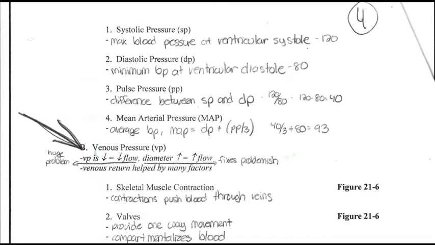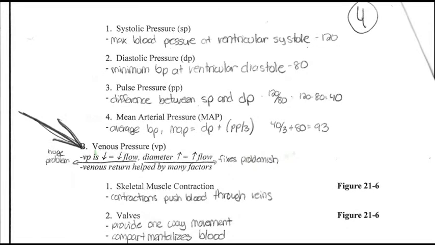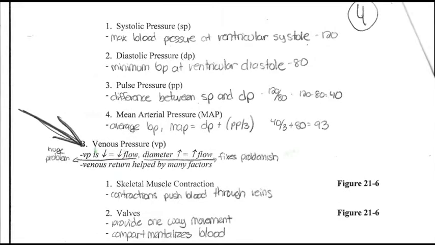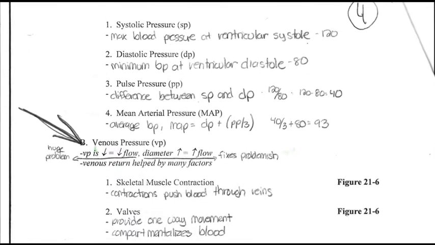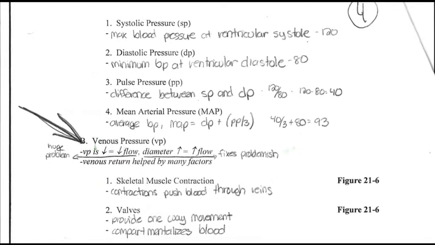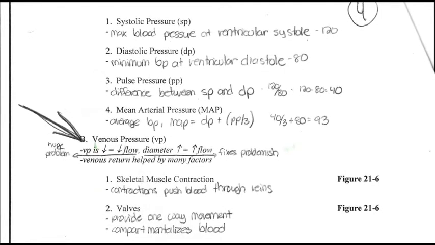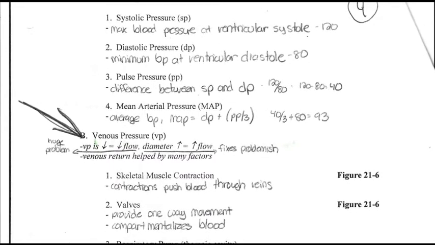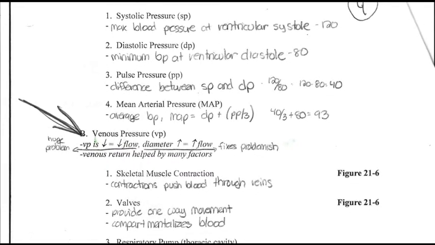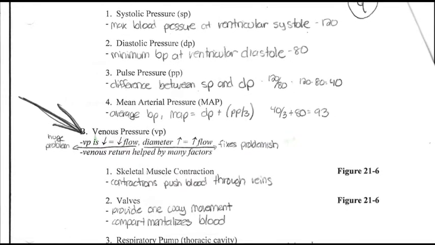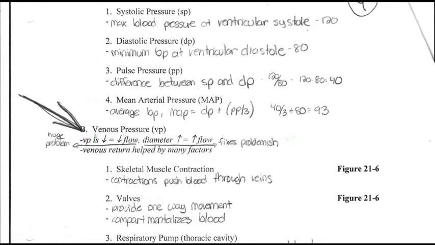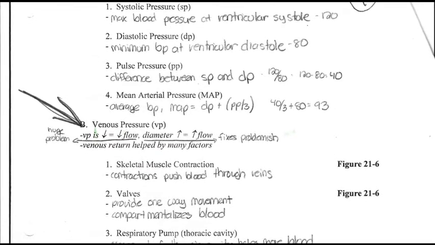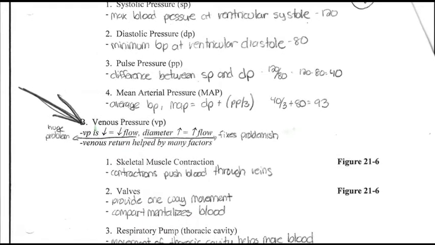Diastolic pressure. Diastolic pressure is the minimum blood pressure at ventricular diastole. In a healthy male, this is typically 80. Pulse pressure. The pulse pressure is the difference between systolic pressure and diastolic pressure. So if the blood pressure was 120 over 80, you would take 120 and subtract 80 to have a pulse pressure of 40.